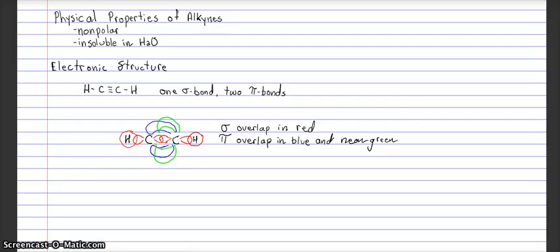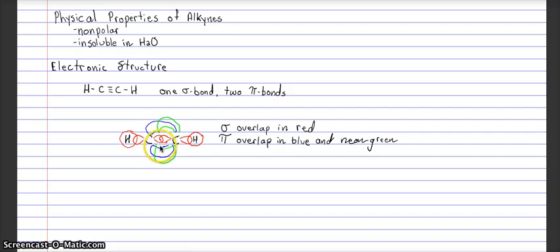and want to just start very briefly and discuss the physical properties of alkynes. These are hydrocarbons, so they're nonpolar, and because they're nonpolar, they'll be insoluble in water. Electronic structure. These alkynes are made up of 1 sigma bond and 2 pi bonds. I have a little structure here shown with color coding. The sigma bonds are labeled in red, and we're going to have 2 pi bonds.